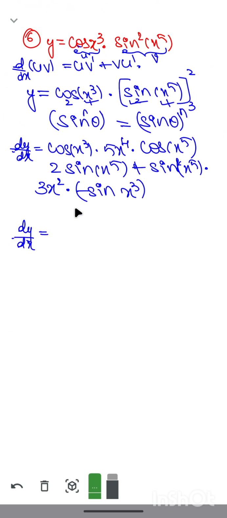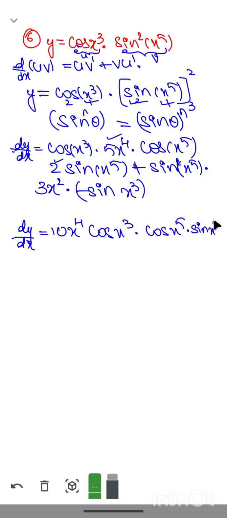Now if I rearrange, the answer will become of the following form, that is dy by dx is equal to, see here you can write the answer in two different ways. By combining 2 sine x power 5 cos x power 5, which looks like 2 sine theta cos theta format, you can write it as sine 2 theta, that is sine of 2 into x to the power 5. Or you can multiply this 2 with 5 x power 4. Accordingly, 5 twos are 10 x power 4 into the remaining functions. Like that also you can write. So 5 into 2 is 10. I will write both ways: 10 x power 4 into cos of x cube into cos of x power 5 into sine of x power 5.